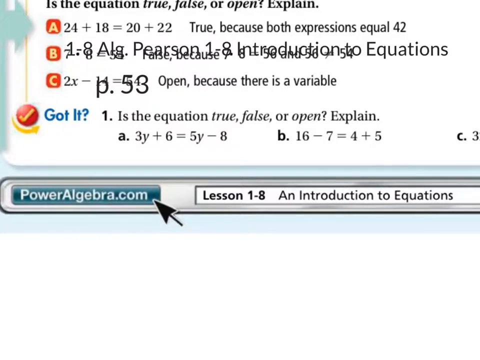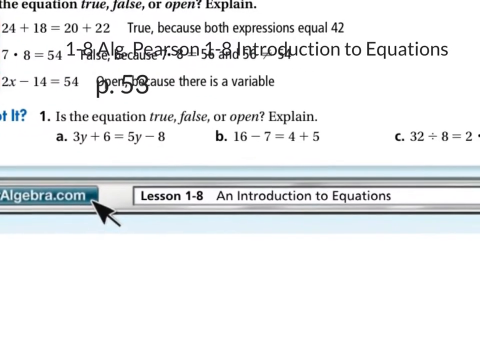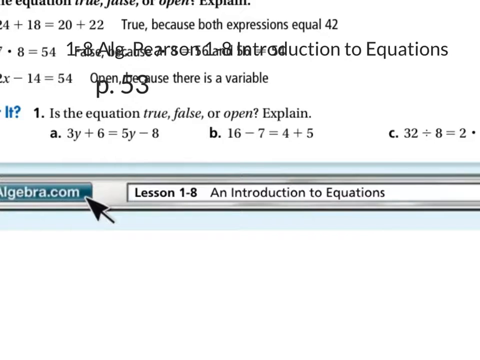So on the Got It, they're asking whether these equations are true, false, or open. On A, we have variables on both sides of this. This is going to end up being open. What we want to look at is, first of all, nothing can be simplified on either side. And second, the coefficients of our variables are different. Part B, if we simplify these, we get 9 on both sides. So that equation would be true.